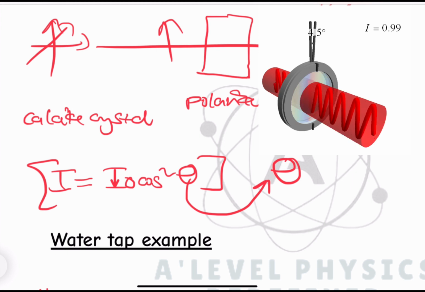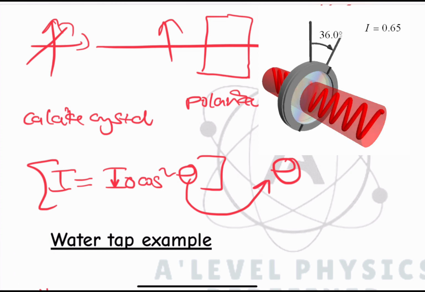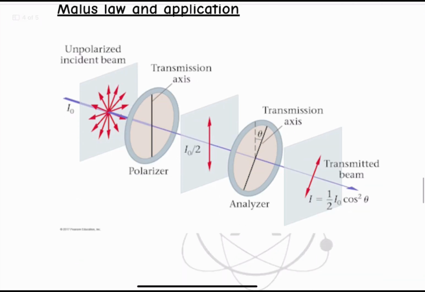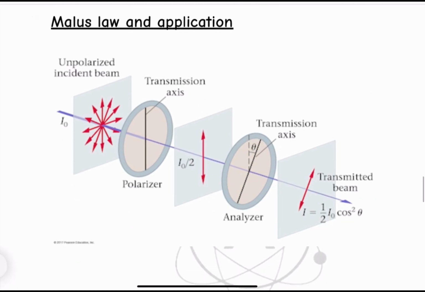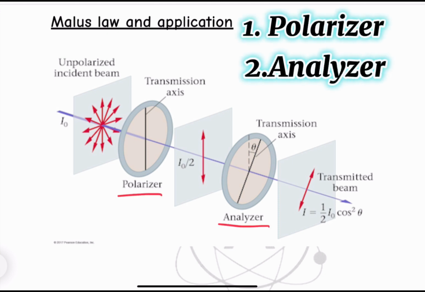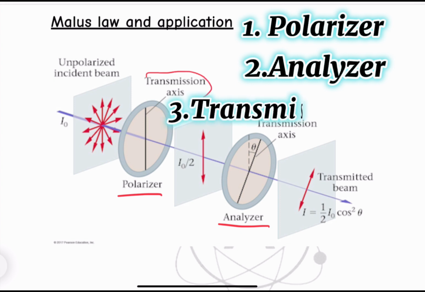And if you have that value of theta, you can work any problem that you'll find on Malus' law. So let's go through it. I need you to understand three important key facts. The first thing is the polarizer. The second thing is the analyzer. The third thing is the transmission axis. If you just understand these three things, you can understand Malus' law completely.